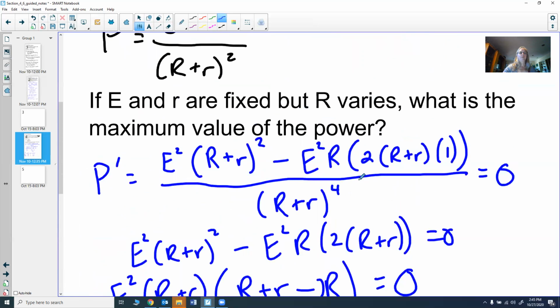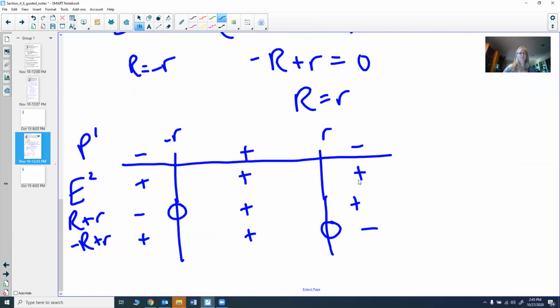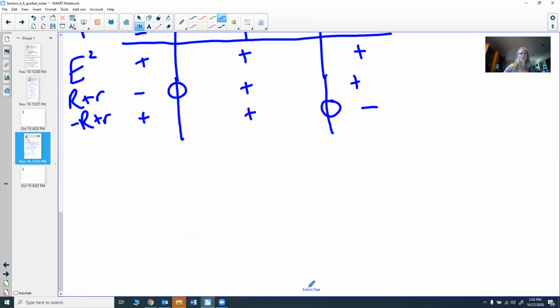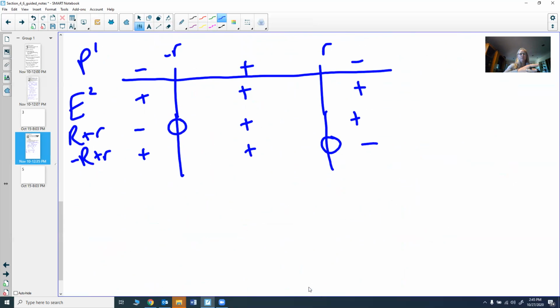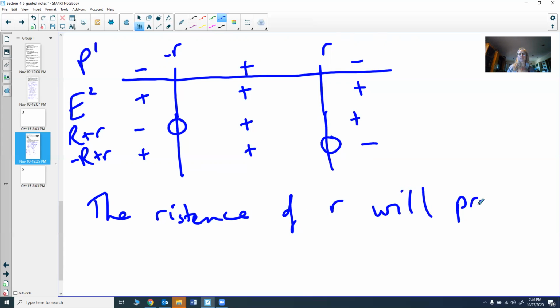Again, what we wanted to do is find the maximum value. We didn't write that down anywhere. It would have been good probably to do that. Again, negative means we came down. A negative derivative, we're decreasing and then we're increasing. Then we're increasing and then we're decreasing. So we're increasing up to little r and then decreasing after. So the resistance of little r will produce a maximum power.